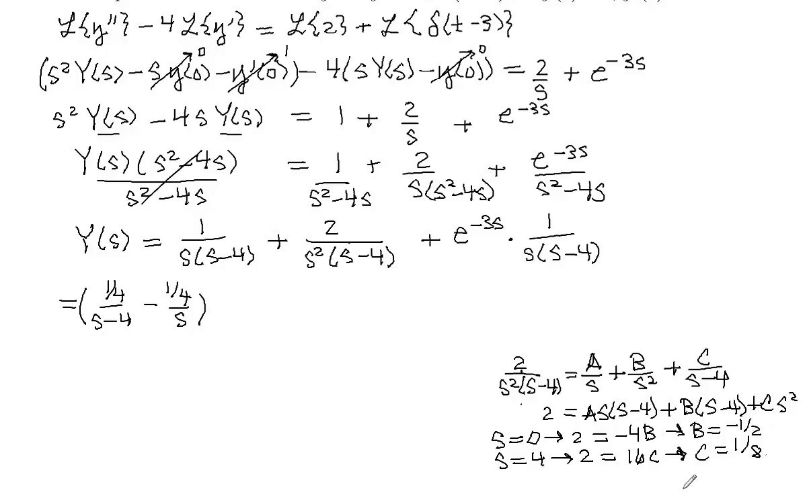And then for the last number, you can plug in anything you want. So we could plug in, like, s equals 1. If we plug in 1, we get 1 times 1 minus 4, negative 3a. So 2 equals negative 3a. And a 1 in here, negative 3b, and b is negative 1/2. So negative 3 times negative 1/2, positive 3/2. And then a 1 in here gives plus c, so plus 1/8.